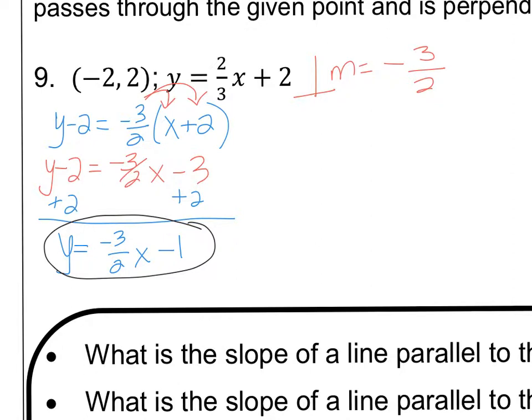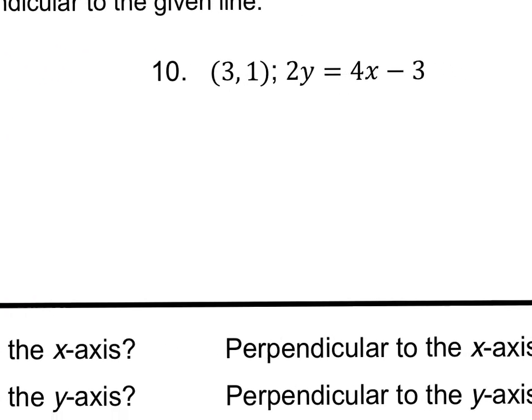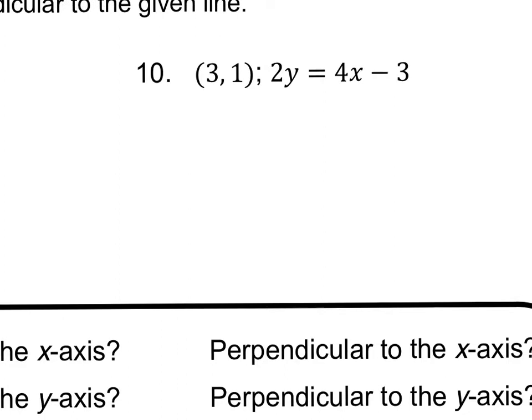Working through each of the steps, this is a very straightforward question. Okay, looking at number 10. First thing you're going to have to do before you can find the perpendicular slope is find the original slope. So go ahead and solve the equation for y, find the perpendicular slope, and work through the process. Pause your video and then check back for the explanation.